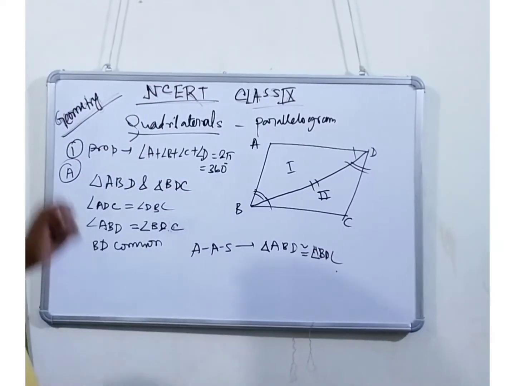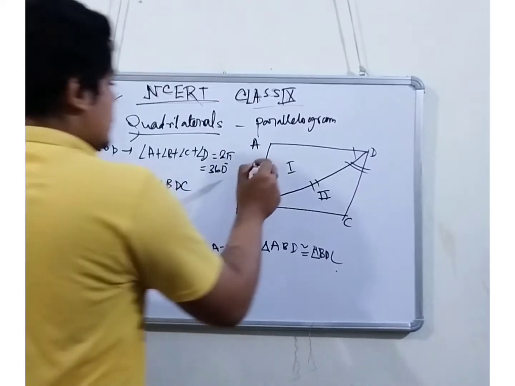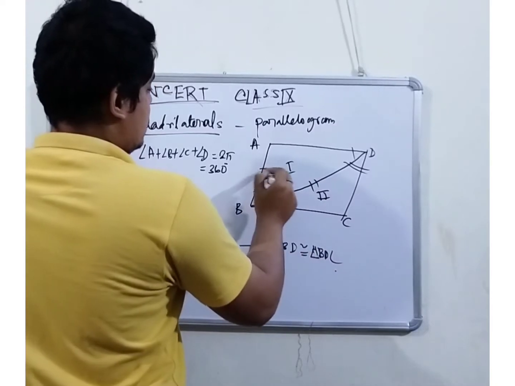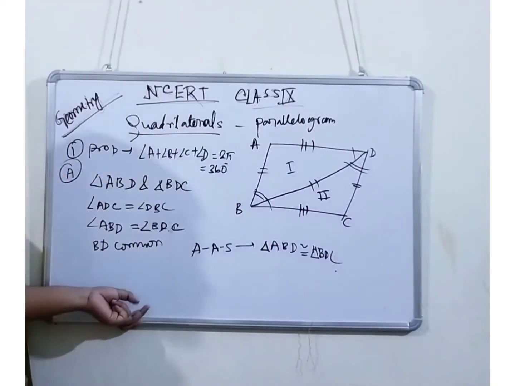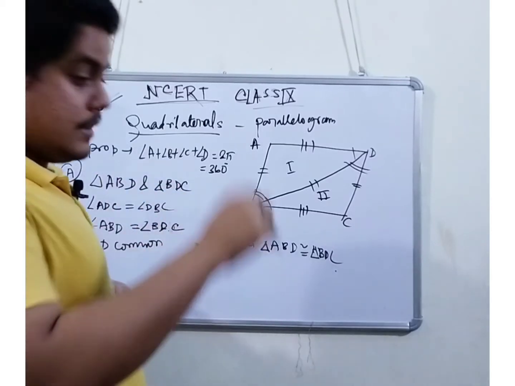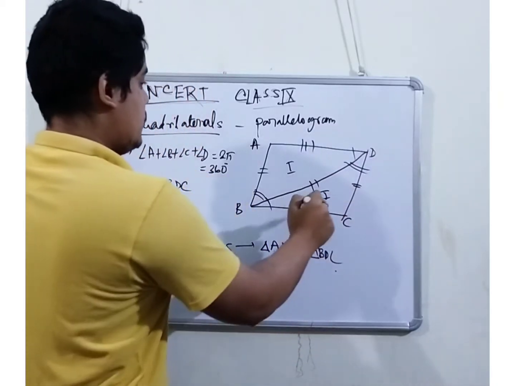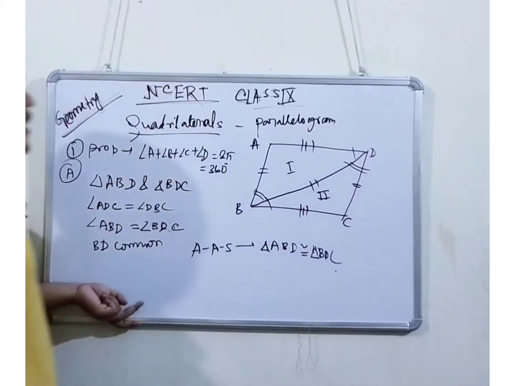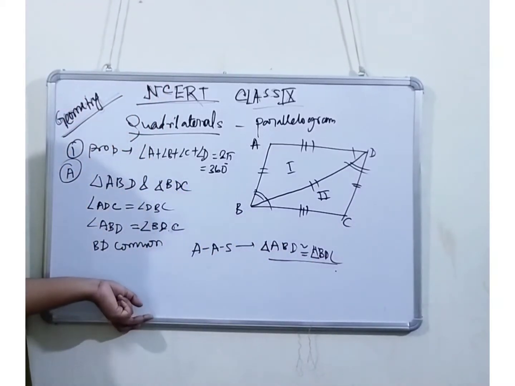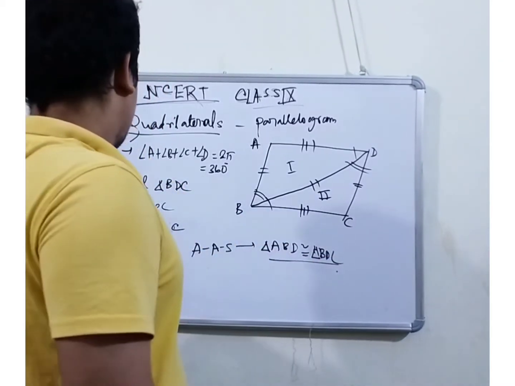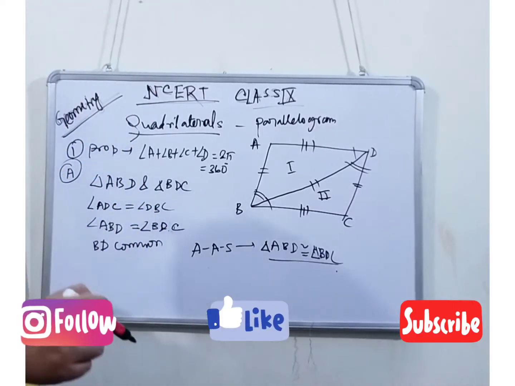Okay, after that we can come to a conclusion that as these two triangles are congruent, these two sides will be equal. This is the second theorem, that the opposite sides of a parallelogram are equal to each other. So these two opposite sides are equal because of CPCT. I hope you have understood it. We will go to the next theorem after that.